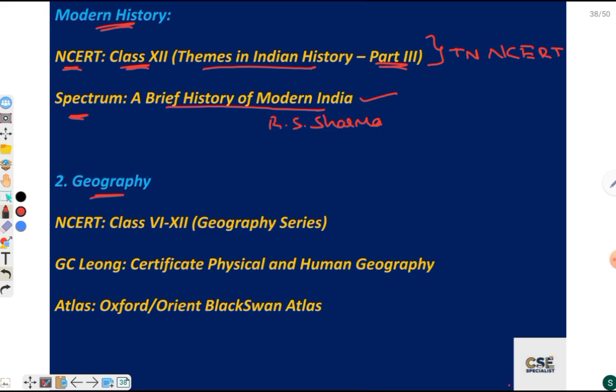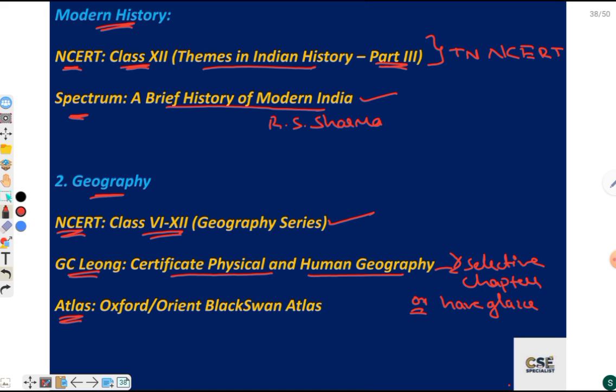Coming to geography, you have to cover NCERT classes 6 to 12, and these are must-read NCERTs because they are well designed, easy to understand and interesting to read. Next, you have to read the G.C. Leong Certificate Physical and Human Geography. Here you can read selective chapters.